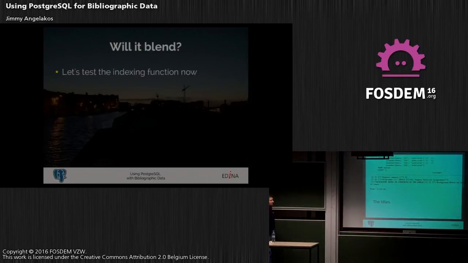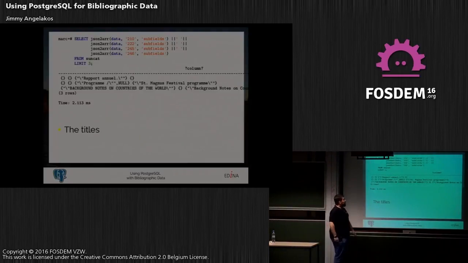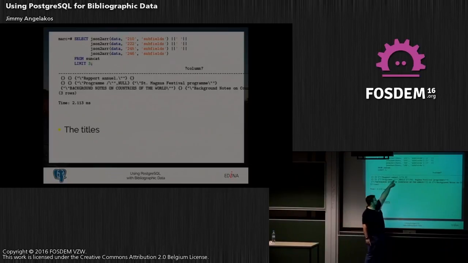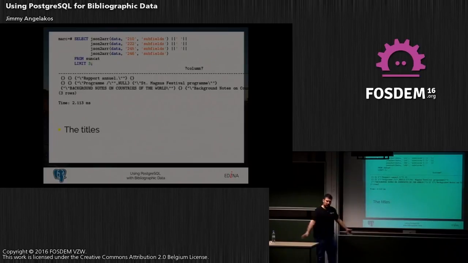So, will it blend? Let's see what the function does. When we try to run the function, we select JSON to array using these 4 subfields. Why these 4? 210, 222, 245, and 246 are subfields where you might encounter a title. They might also be empty, or they might contain many spaces. So, in order to index them, we just concatenate the whole thing. And we can see that we get some results. So all we do is we tell JSON to array, our function, the column that it has to look into, and we tell it the fields to index, the fields to unroll so we can index.